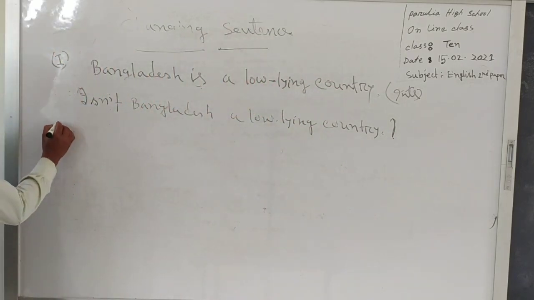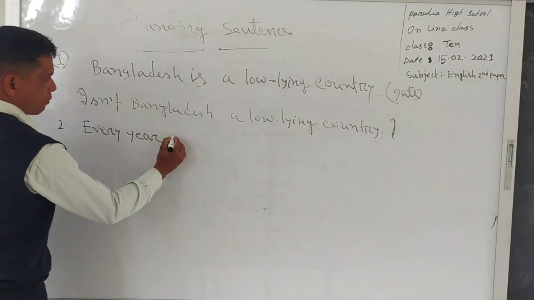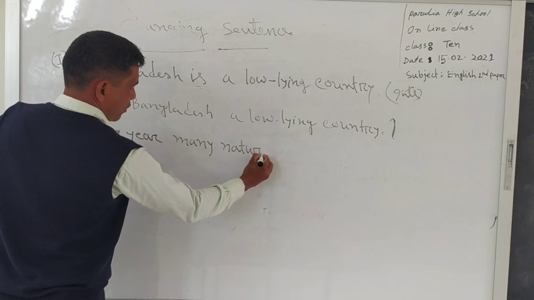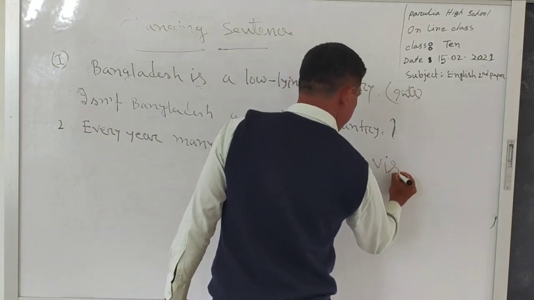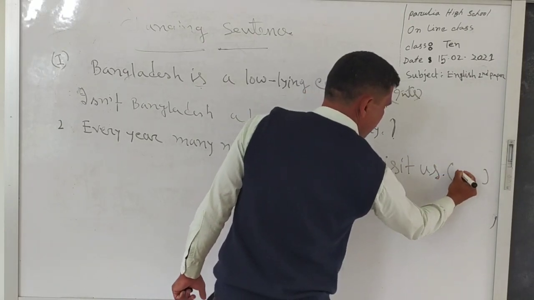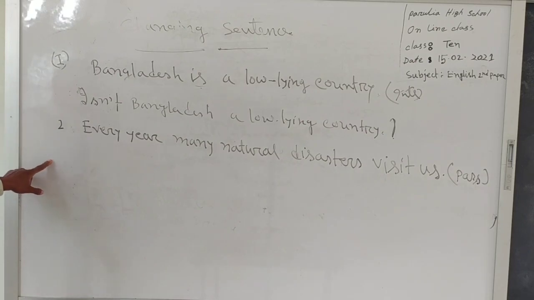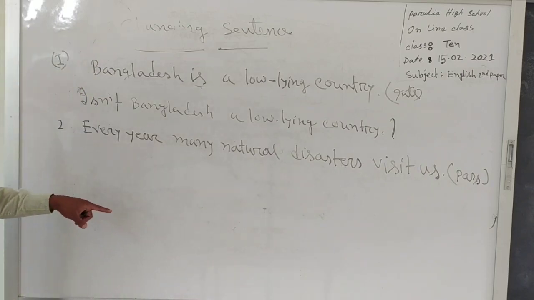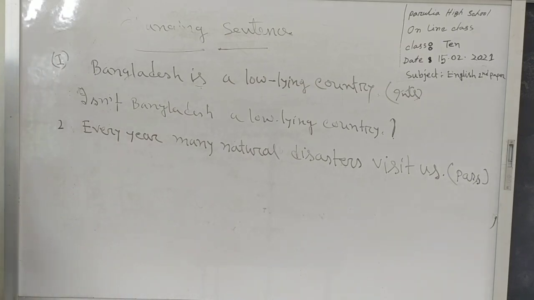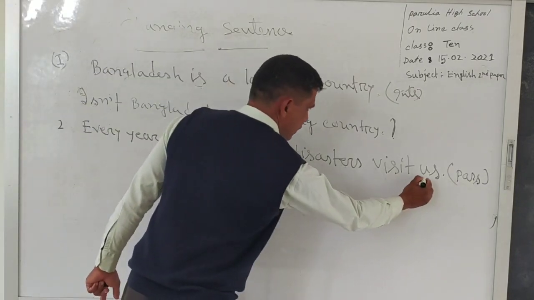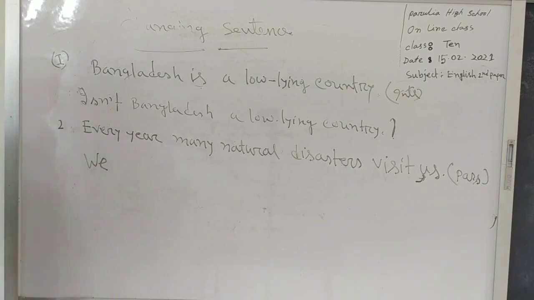Number two, every year many nations disturbed by natural disasters start to visit us. It is an active voice and we turn it into passive voice. Dear student, I hope you know the rules of passive voice. At first, we use the object as the subject. Then we use the auxiliary verb.